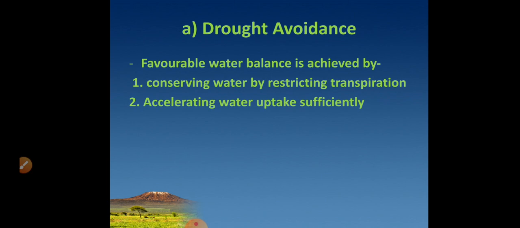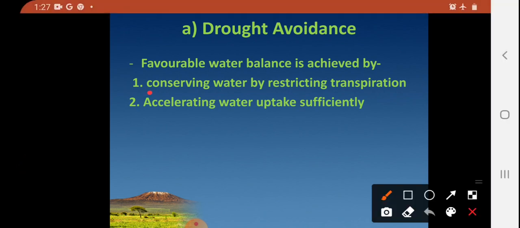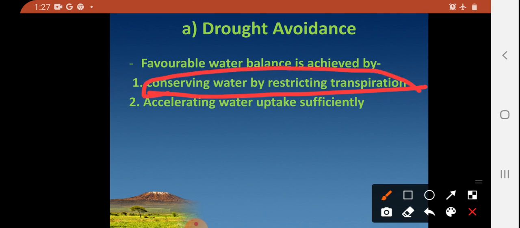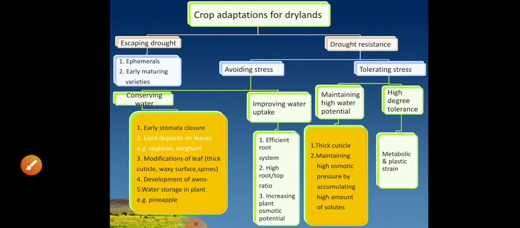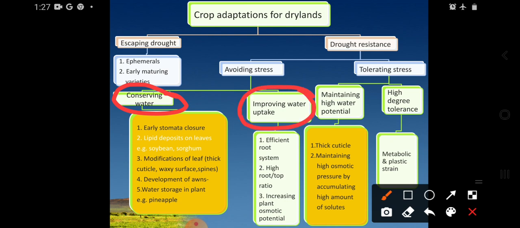So first, in drought resistance, drought avoidance means the ability of plants to maintain favorable water balance and turgidity. When exposed to drought condition, they can maintain favorable water balance and the turgidity of cells present in crop plants. Favorable water balance is most of the time achieved by two things. One is conserving water by restricting transpiration; these are water conservers. The other is accelerating water uptake. Here you can see again, by conserving water and by improving water uptake.